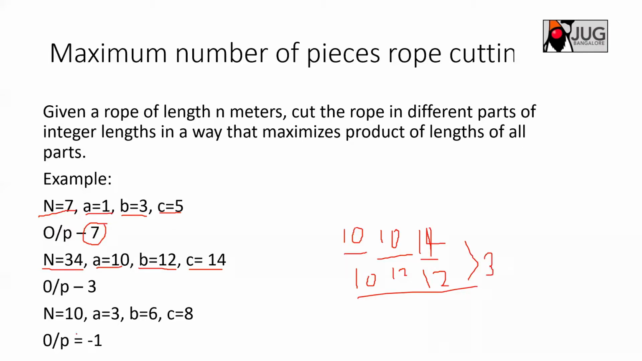There is another possible scenario here: if n is 10 and the sizes given are 3 meters, 6 meters and 8 meters, how can you cut n? You cannot cut the rope completely here, because there is no complete division of 10. Like you can pick 3 and 6, then 1 meter will be left. If you take 8 in a single cut, then again 2 meters will be left. So in such cases where the rope cannot be cut completely, we return -1. So how will you solve the problem using recursion?